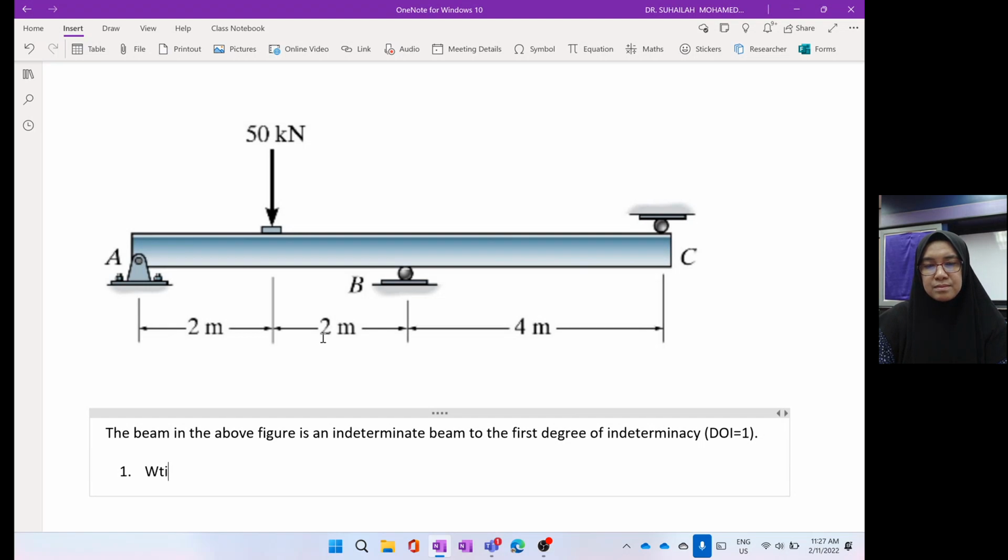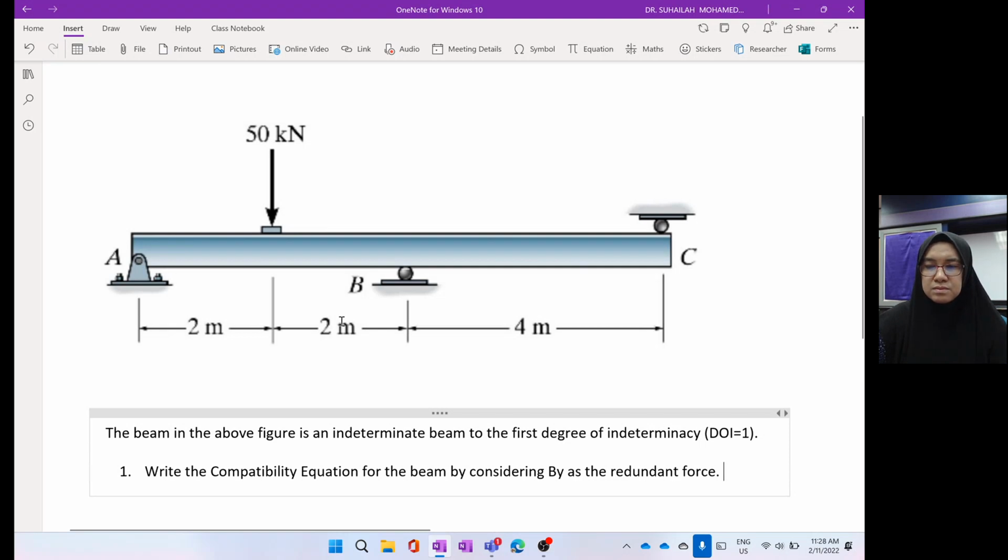The compatibility equation for the beam by considering By as the redundant force. Okay, that is the first question.